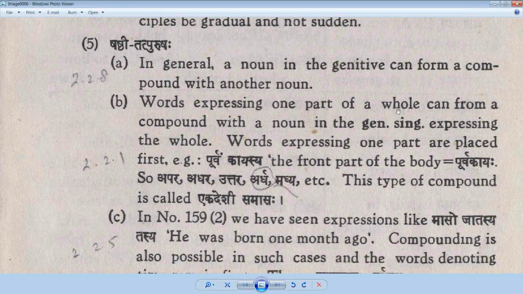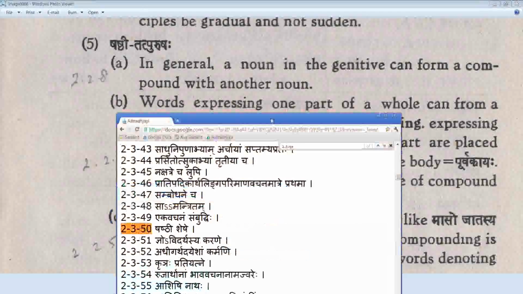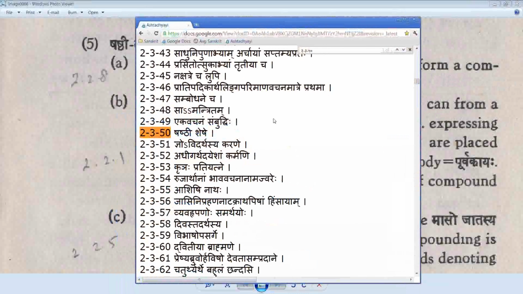Ekadeshi, ekadeshaha, asya astiti ekadeshin. So this ekadeshin pratipadikam is one which has parts to it. Ekadesha is one part of something. It is like a word such as chakrin or balin. Balam asya astiti balin. Chakram asya astiti chakrin.